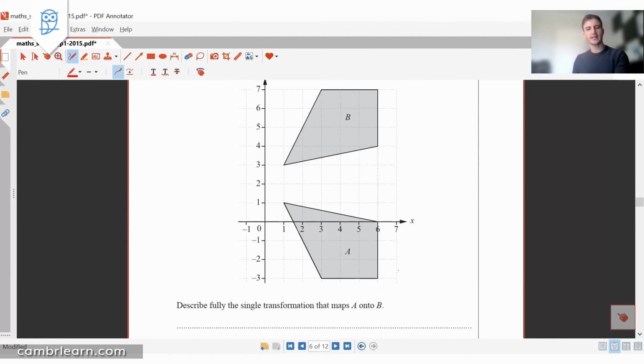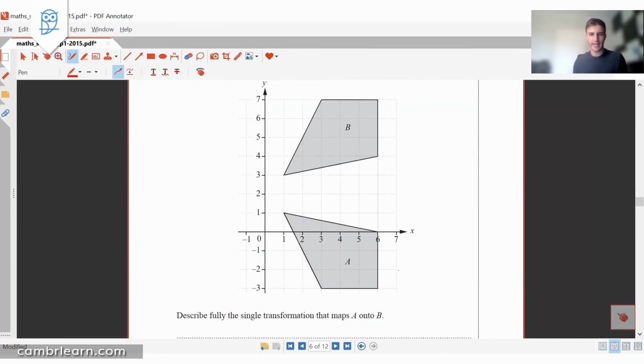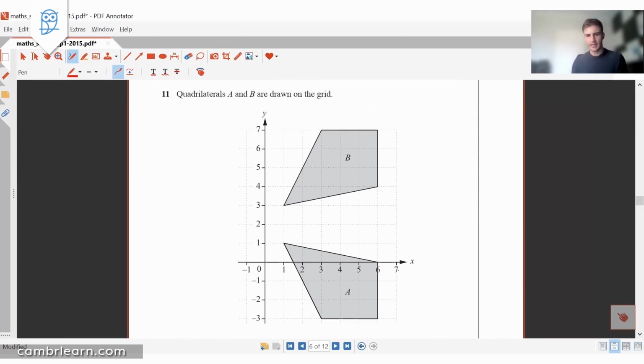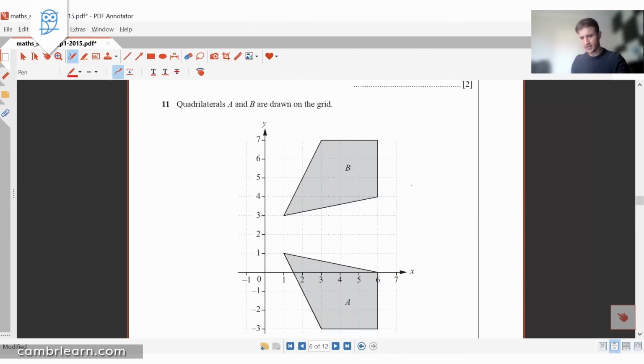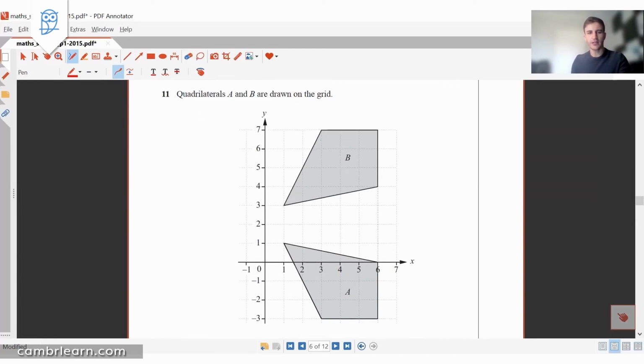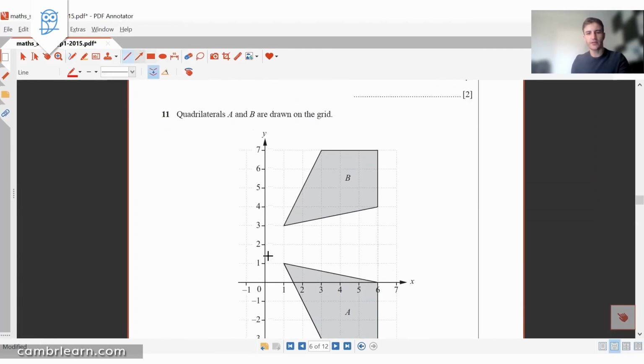Okay, describe fully the single transformation that maps A onto B. Okay, so we can see that this almost looks like maybe rotation, or it can be a reflection. So it can be a reflection around a certain line of reflection. And how do we determine that line of reflection? So we can look at exactly the perpendicular bisector between the vertices.